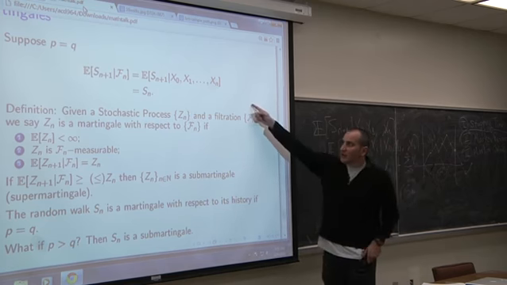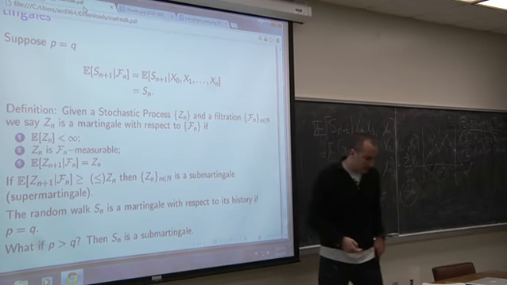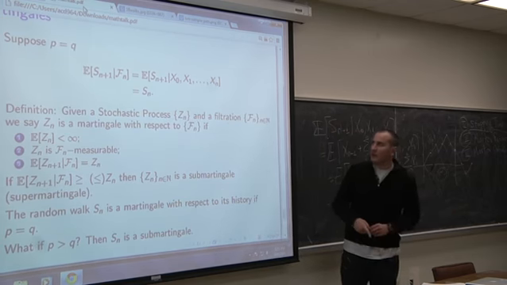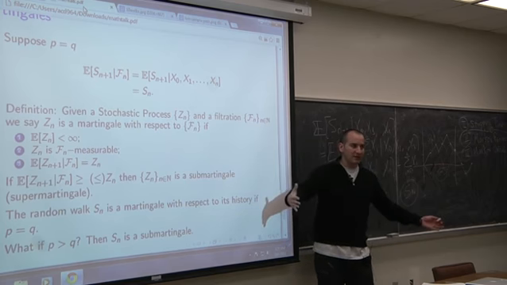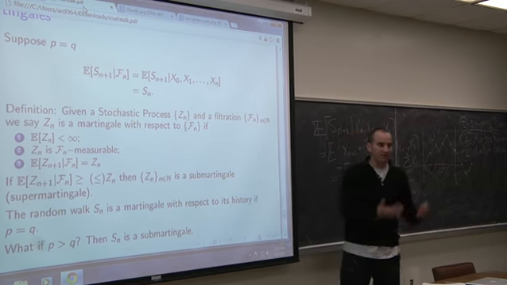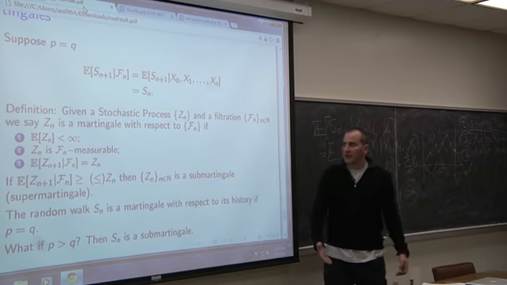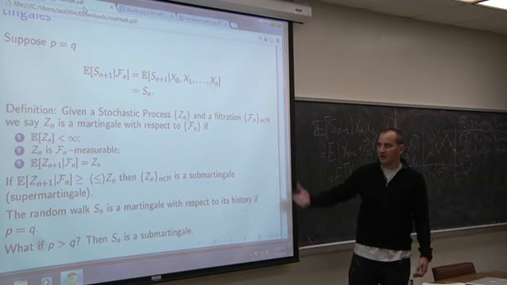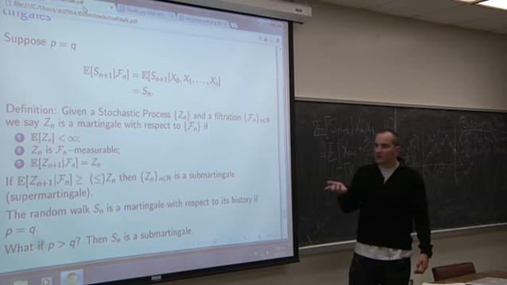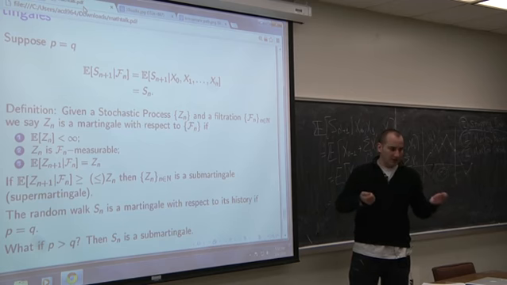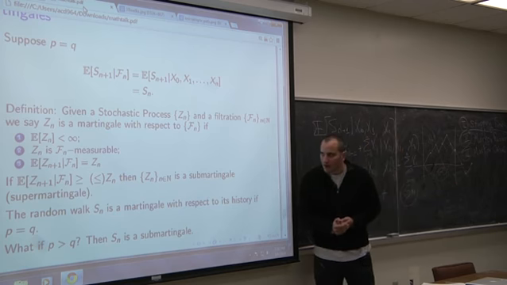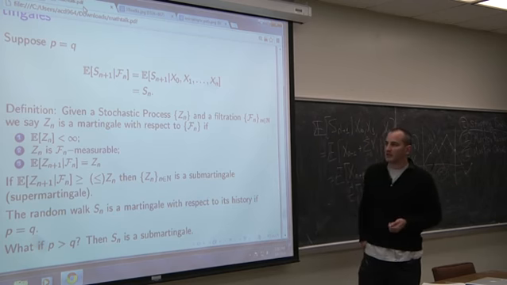So the random walk, if P equals Q, has this property. If you think of a general stochastic process and a filtration, an increasing sequence of sigma algebras that contain the information, I can say that Zn is a martingale with respect to the history if its expectation is finite, Zn is Fn measurable, so the information that my sigma algebra contains and the information this random variable provides are in some sense compatible, and the expectation of Zn plus 1 given the history equals Zn. So this is a martingale, in general.